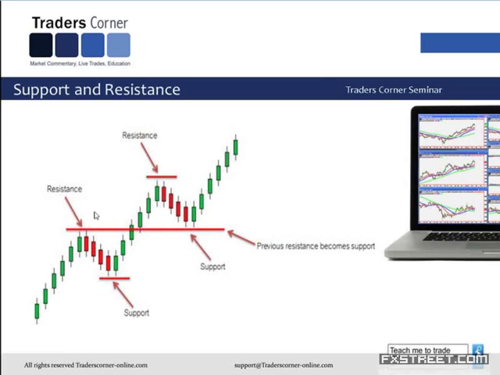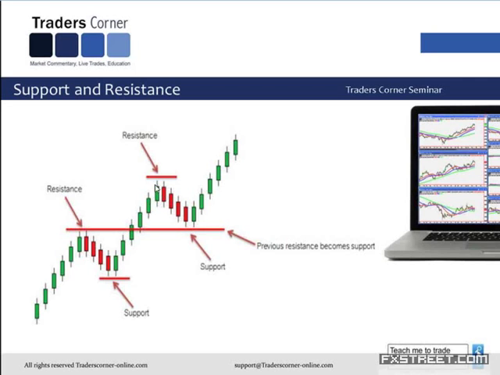And this is what I mean by previous resistance becomes support and vice versa. So the market comes up, okay, so you've got the chart coming up here, and it sells away. That becomes a resistance level. We then put a line in here, okay, across that resistance level, and we project it into the future. So it goes all the way along our chart.